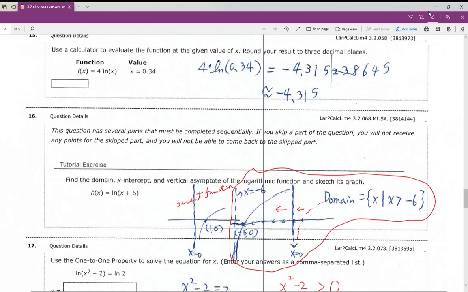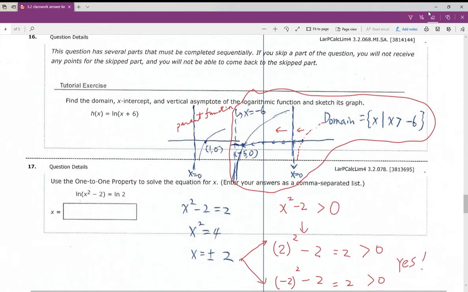Number 15. 4 multiply a logarithmic function. What's the input? 0.34. You simply use a calculator to do it. Number 16. The parent function. What's the parent function? Let me write it down for you. The parent function is y equal to ln x.